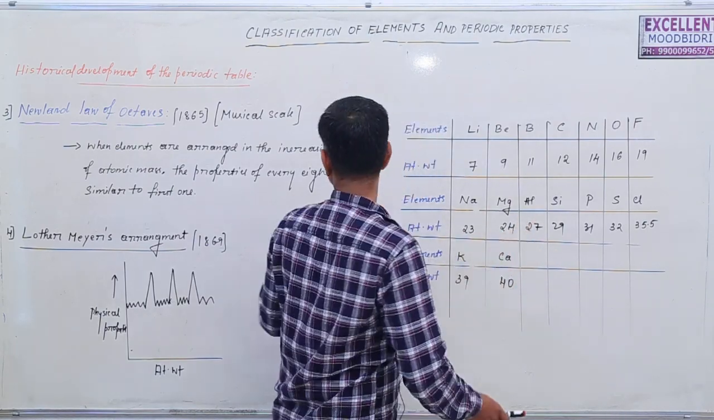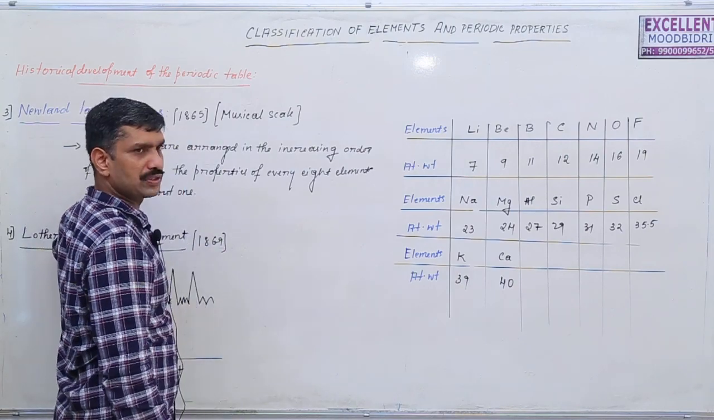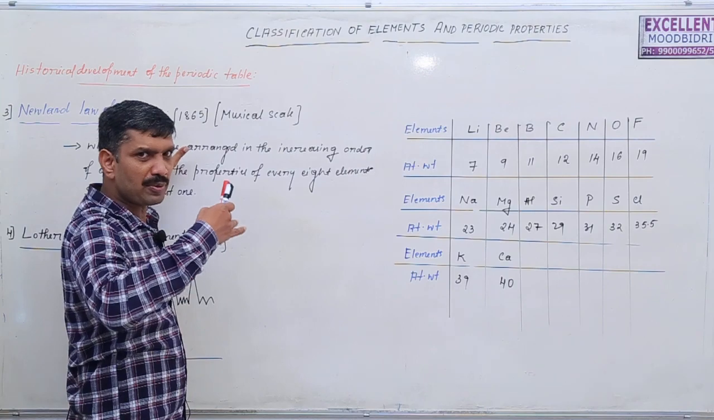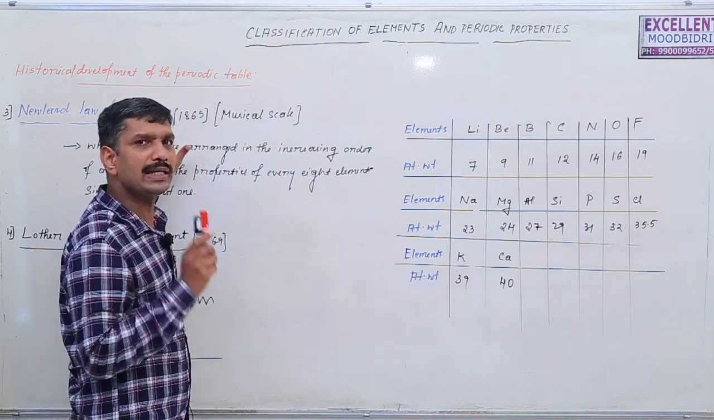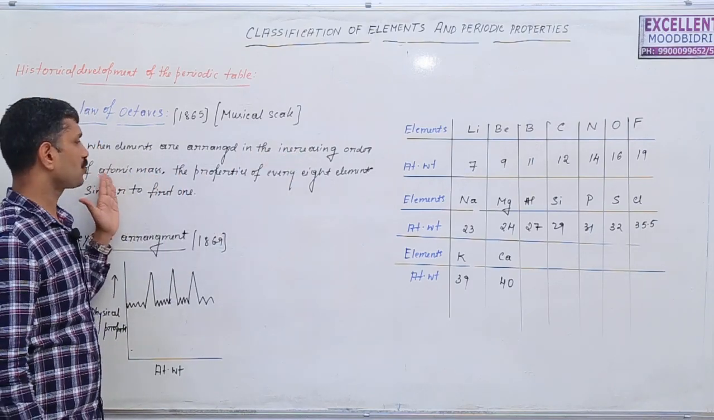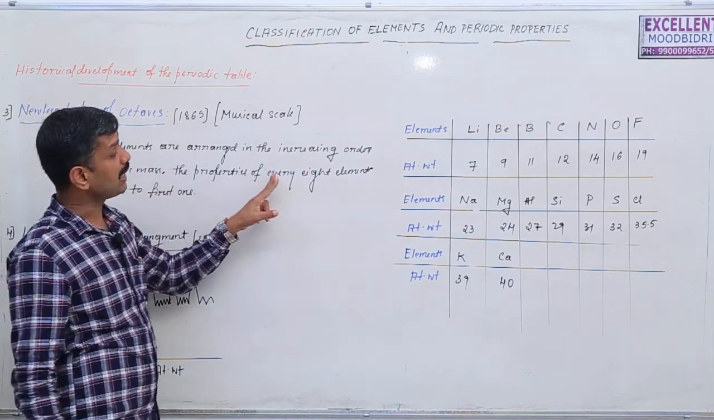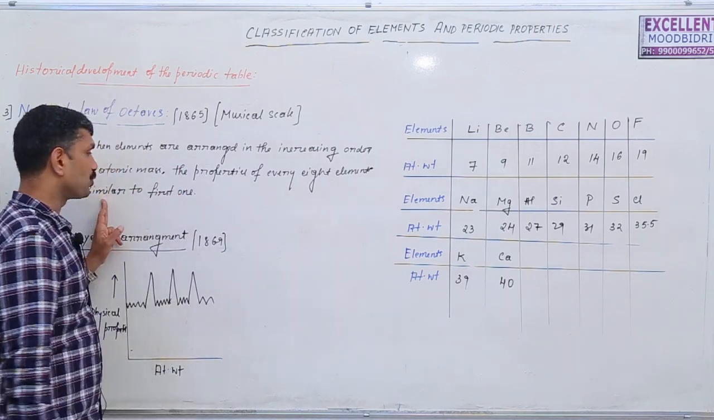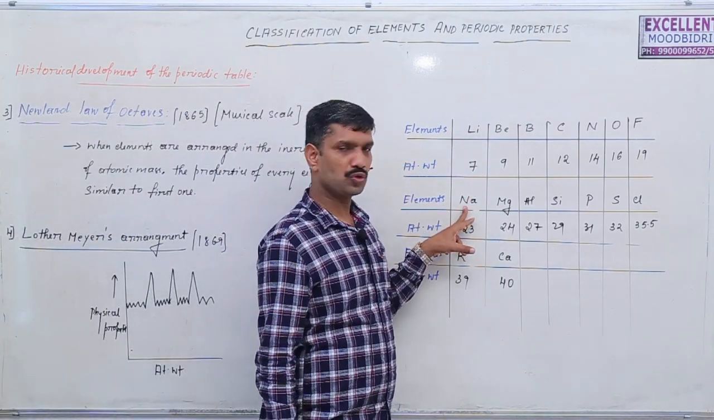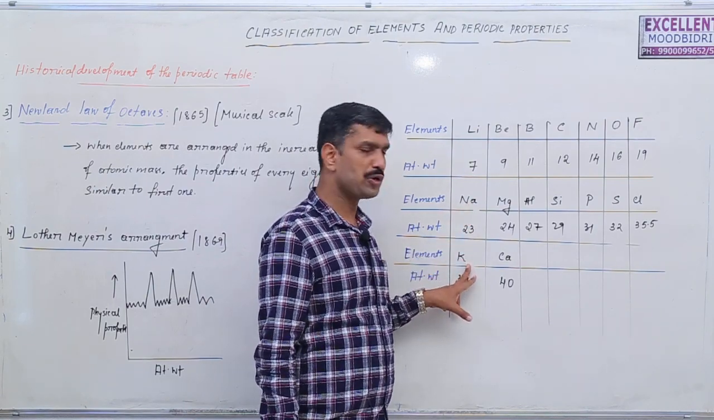So this is about Newlands' law of octaves. Oct means 8. There is a similar property between the first element and the 8th element. In this concept, when elements are arranged in increasing order of atomic mass, the properties of every 8th element are similar to the first one. Here lithium's properties are similar to sodium, and sodium's properties are similar to potassium.